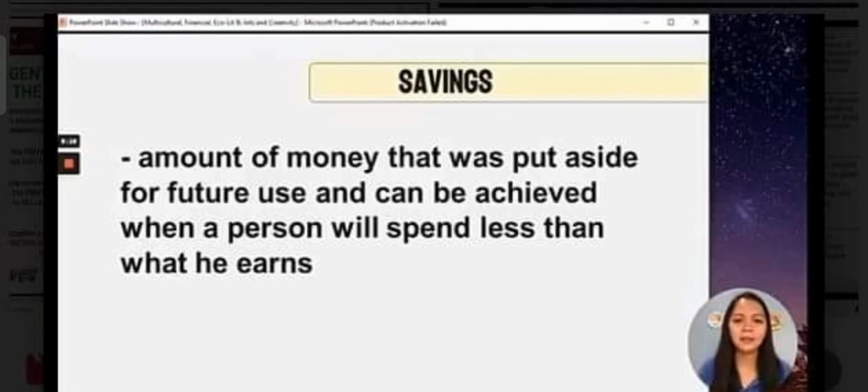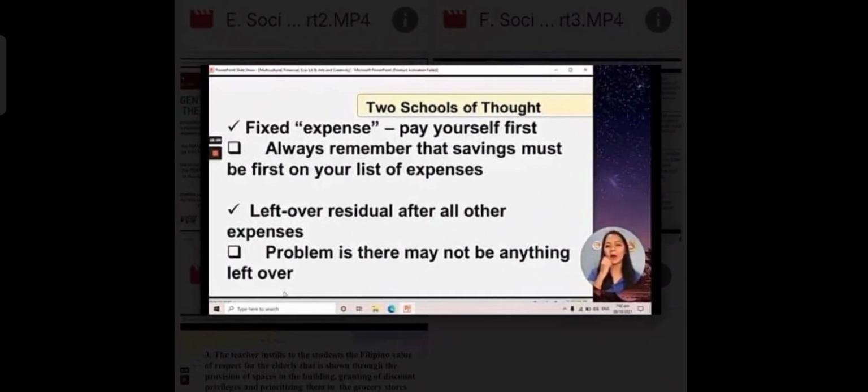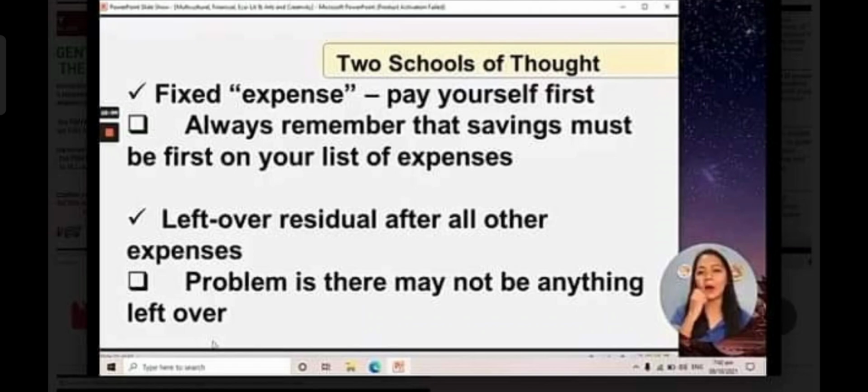So spending less means we don't spend too much compared to what we earn. If we earn 5,000 a month, then I will spend more or less 2,000, and the rest, the 3,000, will go to savings or investment. It's up to you. So, two schools of thought. First, fixed expense: pay yourself first. Always remember that saving must be first on your list of expenses. When you talk about fixed expense, number one is your savings. Always make savings a priority at all times.